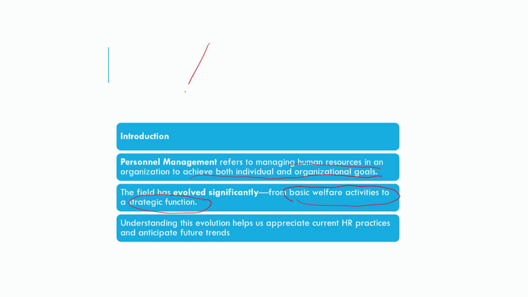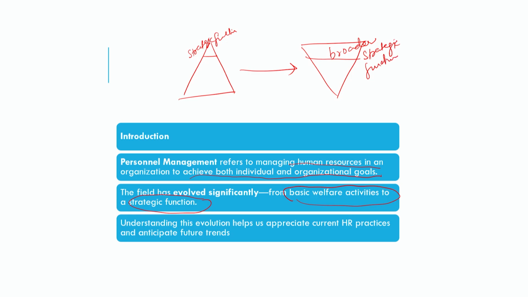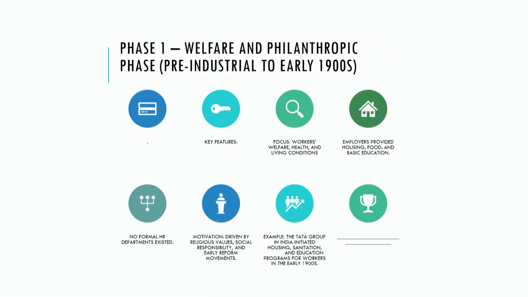This we have already discussed in the particular triangle that we made, that from a smaller strategic function, we have reached a broader strategic function, where there is less administration as compared to when it was only focused on administration during personnel management. So understanding this evolution helps us appreciate current HR practices and anticipate future trends.